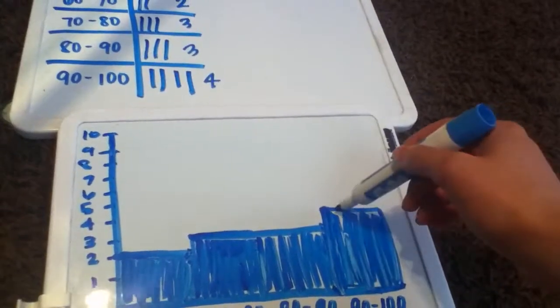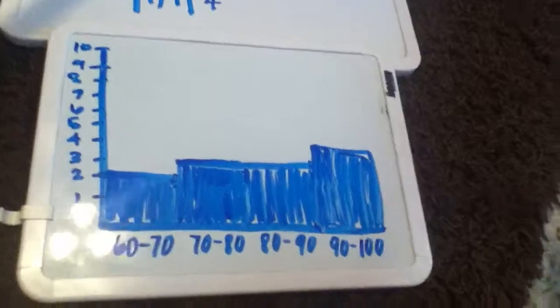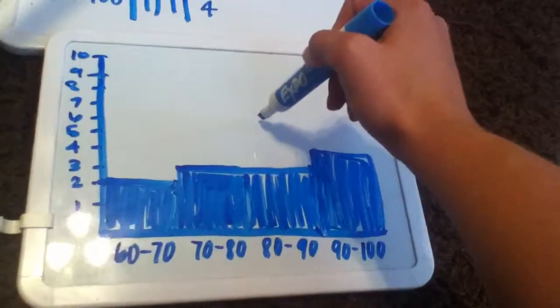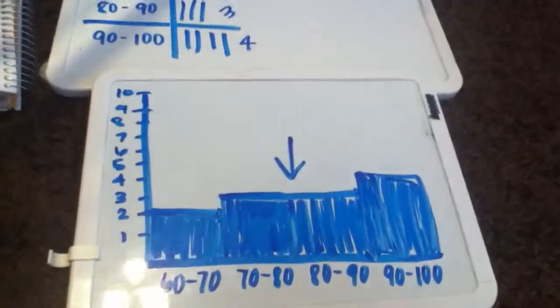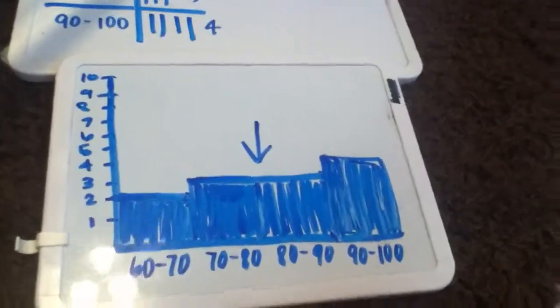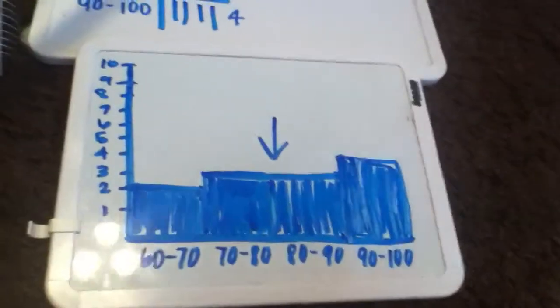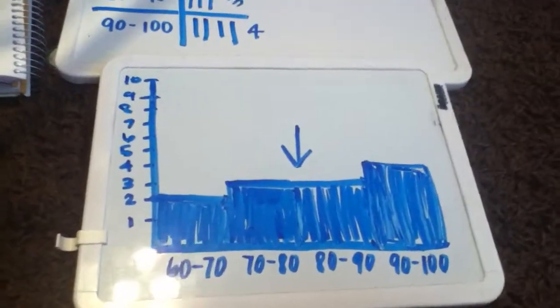So now we've made this graph, and by looking at it, we can see that the average number of people were right in here in this section, around 80 to 90. And so the last thing we're going to do is add up all of these to check what our average actually is so we can answer that question.